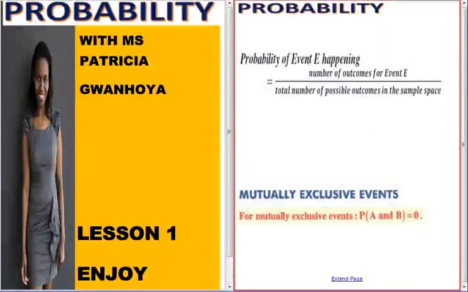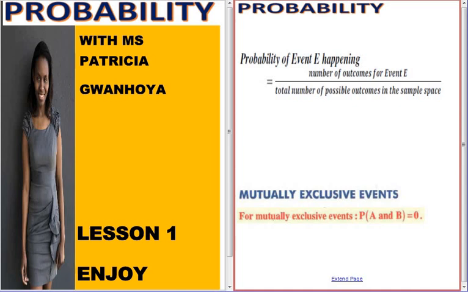Right, welcome dear students. This is your probability series and we are on our first lesson. So here I'm going to teach you some terms that we're going to use on probability, and then towards the end, in fact midway, we are going to do the questions themselves. So let's quickly learn a few things about probability.